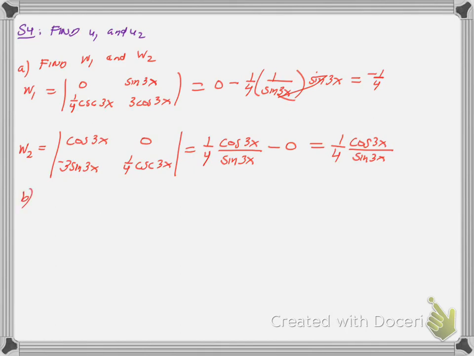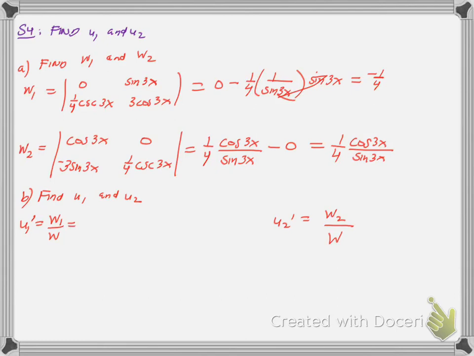All right. So B, find u sub 1 and u sub 2. Well, how can we do that? Well, first we need to find w sub 1 and w sub 2. Doing this helps us to recall that u sub 1 prime is equal to w sub 1 over w, right? And u sub 2 prime is w sub 2 over w.